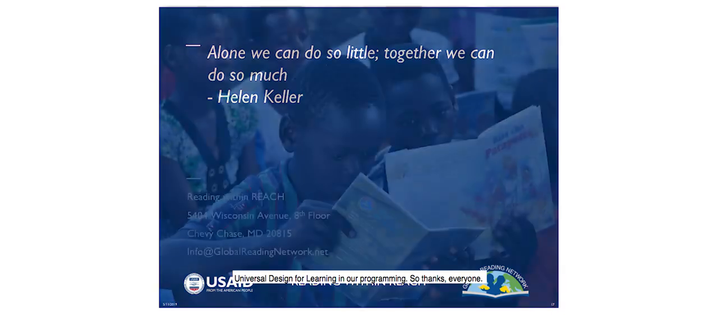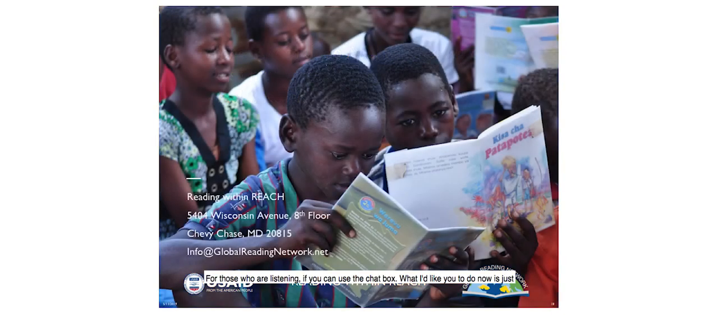So thanks, everyone. For those who are listening, if you can use the chat box, what I'd like you to do now is just take a deep breath. We're almost to the end. But what I'd like you to do now is think about what Josh presented in the introduction to this webinar: the three fundamental principles of universal design for learning, the differences between segregated schooling and inclusive schooling, and all the variations in between.